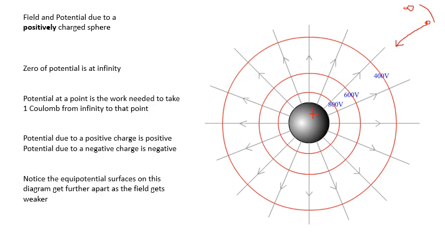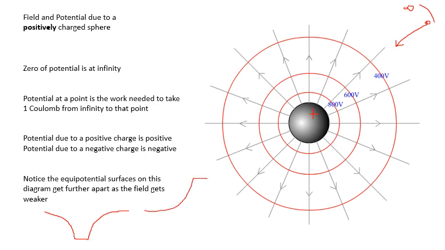For a positive charge, potential is positive. For a negative charge, potential is negative. So a positive charge creates what we call a potential hill. Remember that when we did gravitational fields, we talked about a potential well. Here, in this case, we have what we call a potential hill.